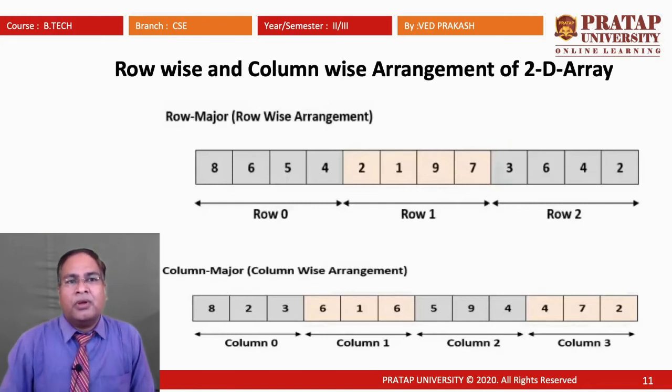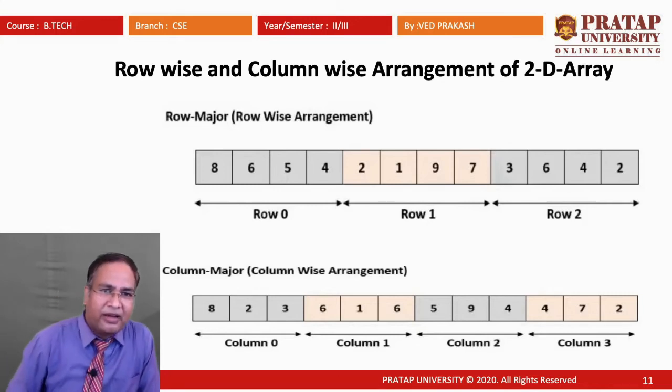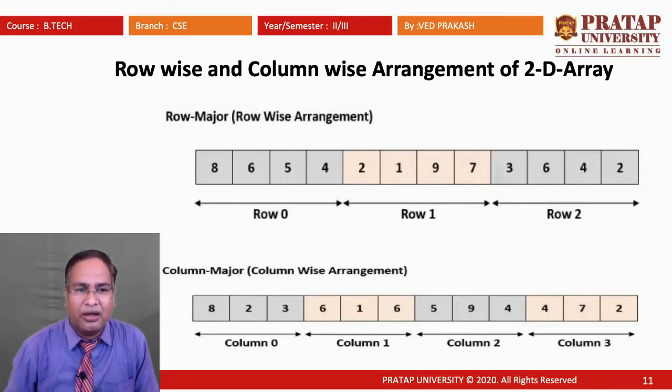Now, the row-wise and column-wise arrangement of a two-dimensional array is mentioned here. When we arrange the two-dimensional array, the row-wise arrangement basically denotes putting all the rows in linear form, and the column-wise arrangement considers putting the elements of the array in a linear way using the columns.